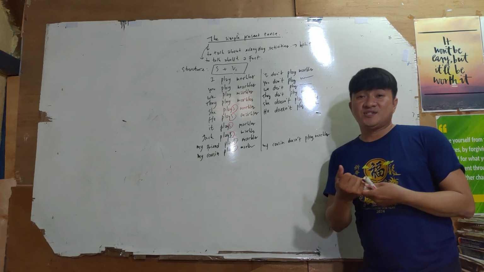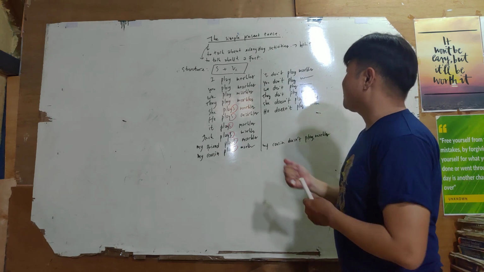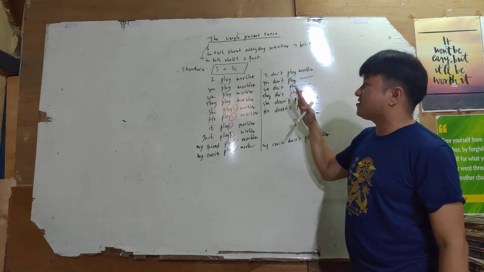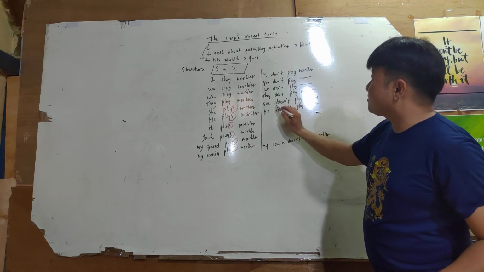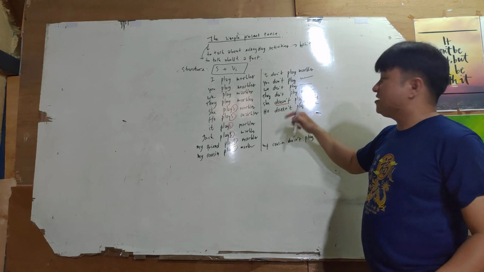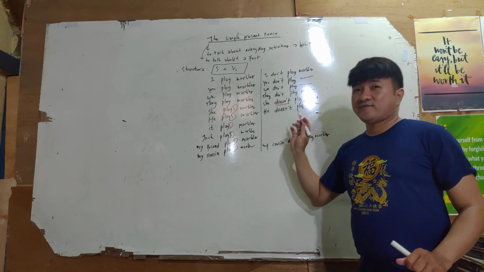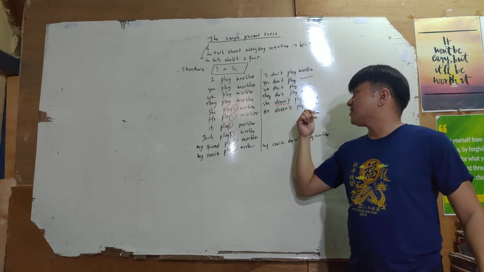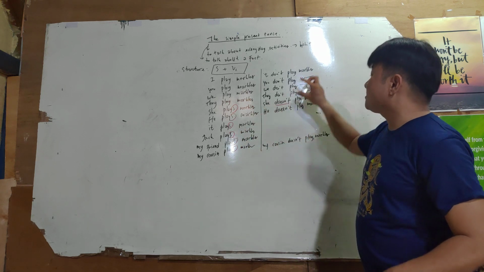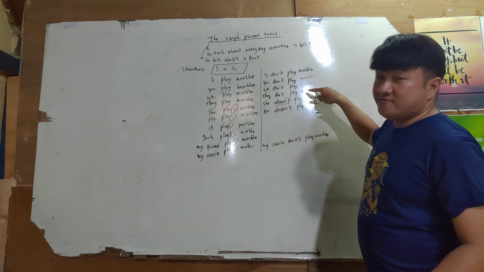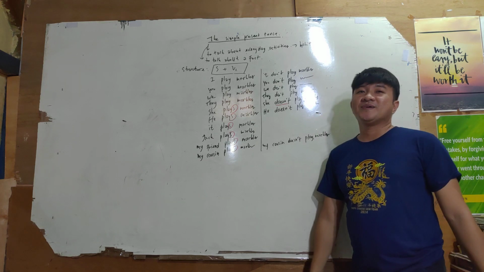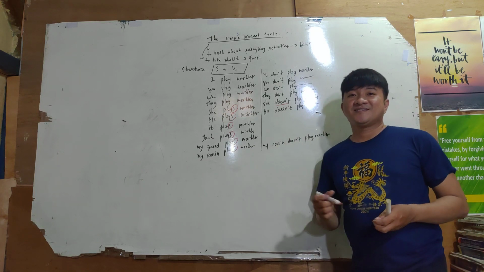Okay, what do you notice in here? What is different in here in the positive and negative? Well, you see that after doesn't, there's no more s in the verb here, so the s is removed. Okay, we don't need to put an s. Why? Because there's already the auxiliary doesn't here, so we don't need to put s in the verb again. There's one thing to keep in mind to remember.